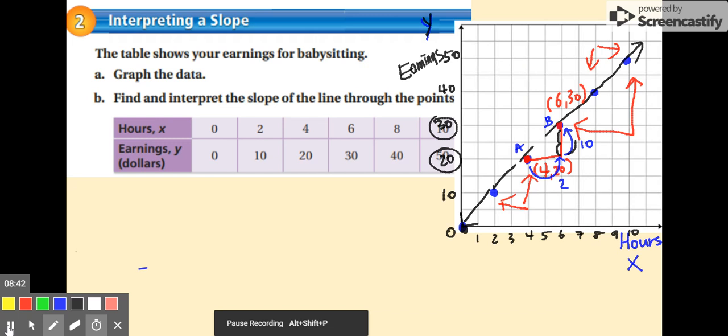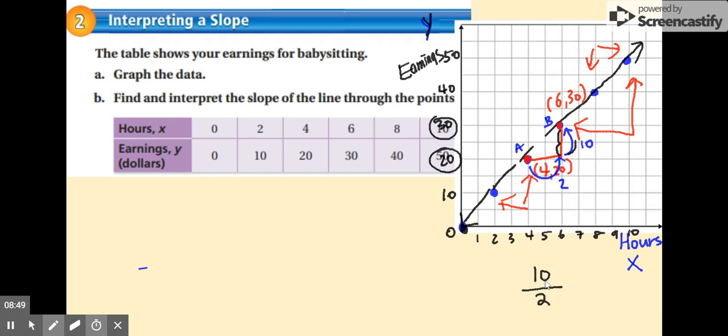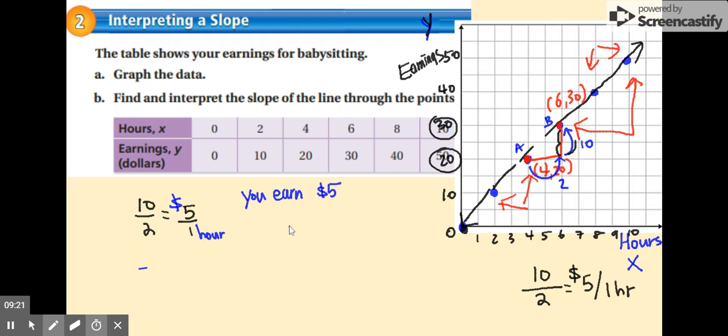So it's going to be $10 over 2 hours. So you will earn $5 per 1 hour, right? Because 10 over 2, the slope is 5, but we already learned how to find the unit rate. It's actually 5 over 1. So you will earn $5 when you work for 1 hour. So this is the unit rate. So let me interpret. You earn $5 for 1 hour of babysitting.